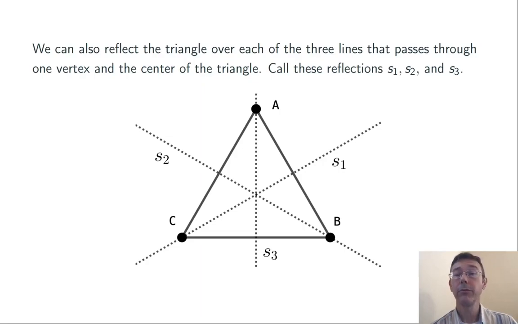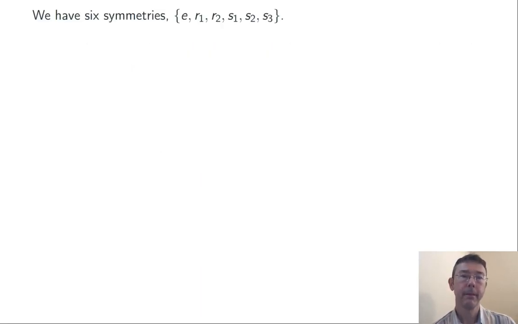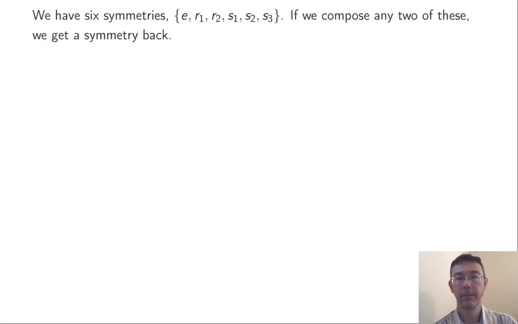We also have three reflections, three reflective symmetries. We can reflect over the line that passes through A and that is orthogonal to the side connecting B and C, for instance. Let's call that one S3. We'll let S1 and S2 be defined similarly. So we have 6 symmetries: E, R1, and R2. Those are all the rotations, including the identity transformation that rotates by 0 degrees. S1, S2, and S3 are the 3 reflective symmetries.